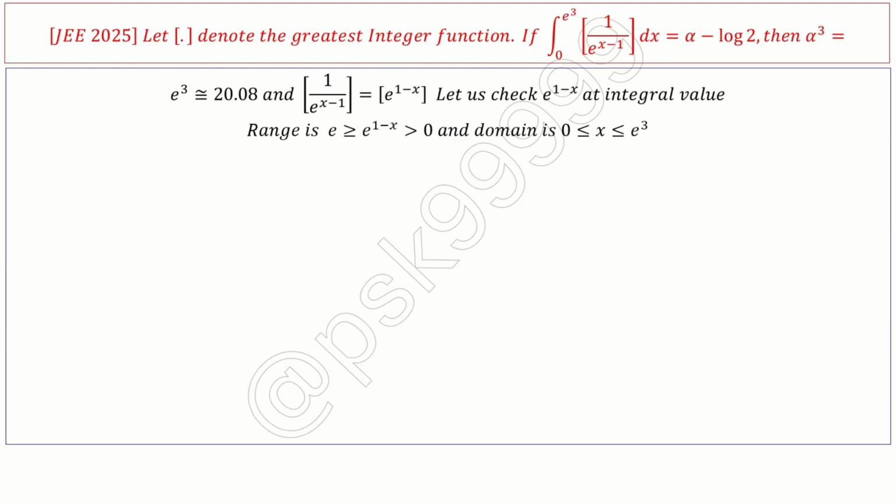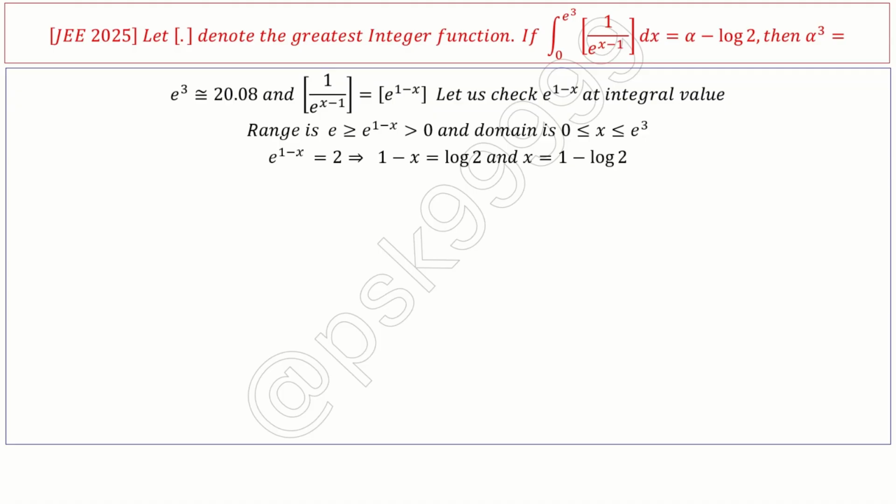e is around 2 point something. So all you need to know is when it is 1, when it is 2, and when it is more than 2. That's it, 3 ranges we need to find. First, let's find when it is 2, because above that everything is 2. So e to the power of 1 minus x is equal to 2. If I equate it, then I get 1 minus x equal to log 2, or x is 1 minus log 2.